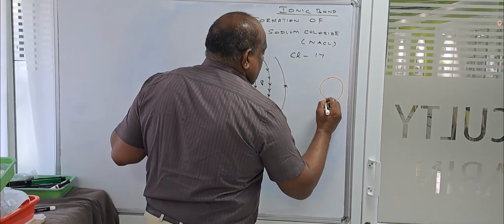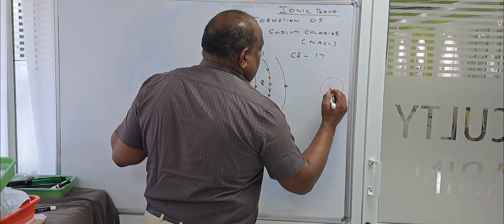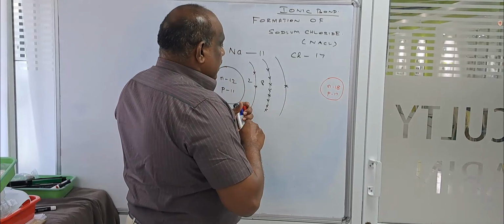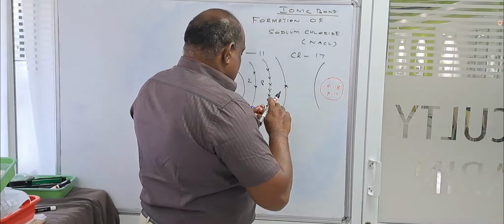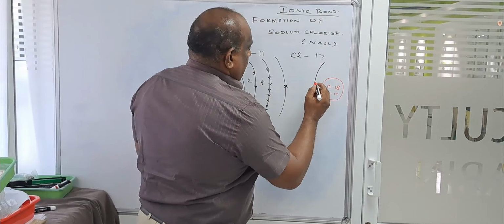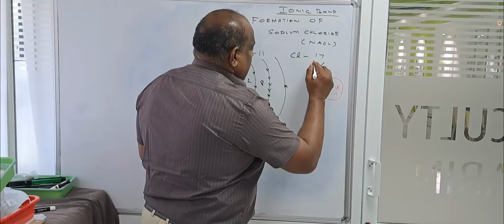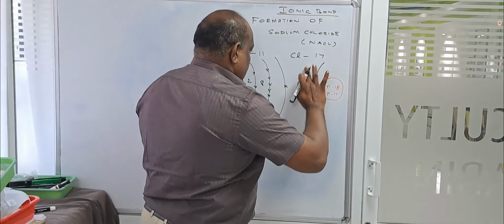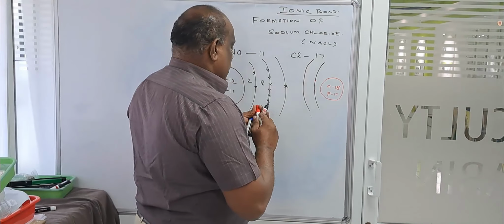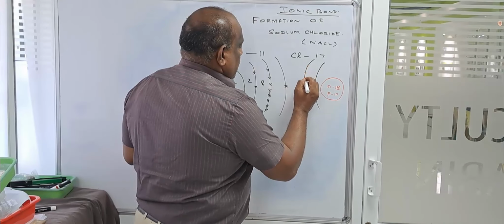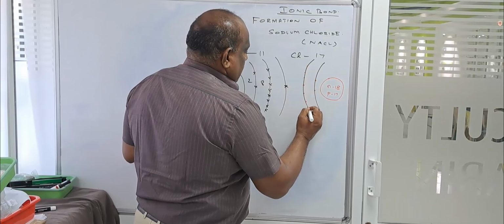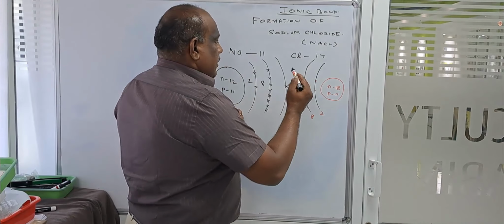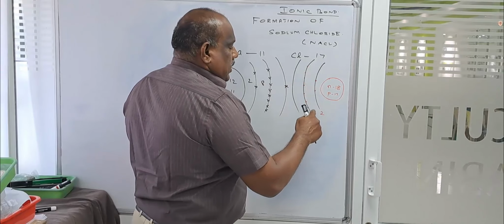For chlorine, the number of protons is 17. The number of neutrons, let it be 18. Then the first shell will have 2 electrons. The second shell will have 8 electrons, 1, 2, 3, 4, 5, 6, 7, 8 electrons. So 2 here, 8 here. In the third orbit, how many electrons will be there? Because the total is 17, it is 2, 8 and 7.